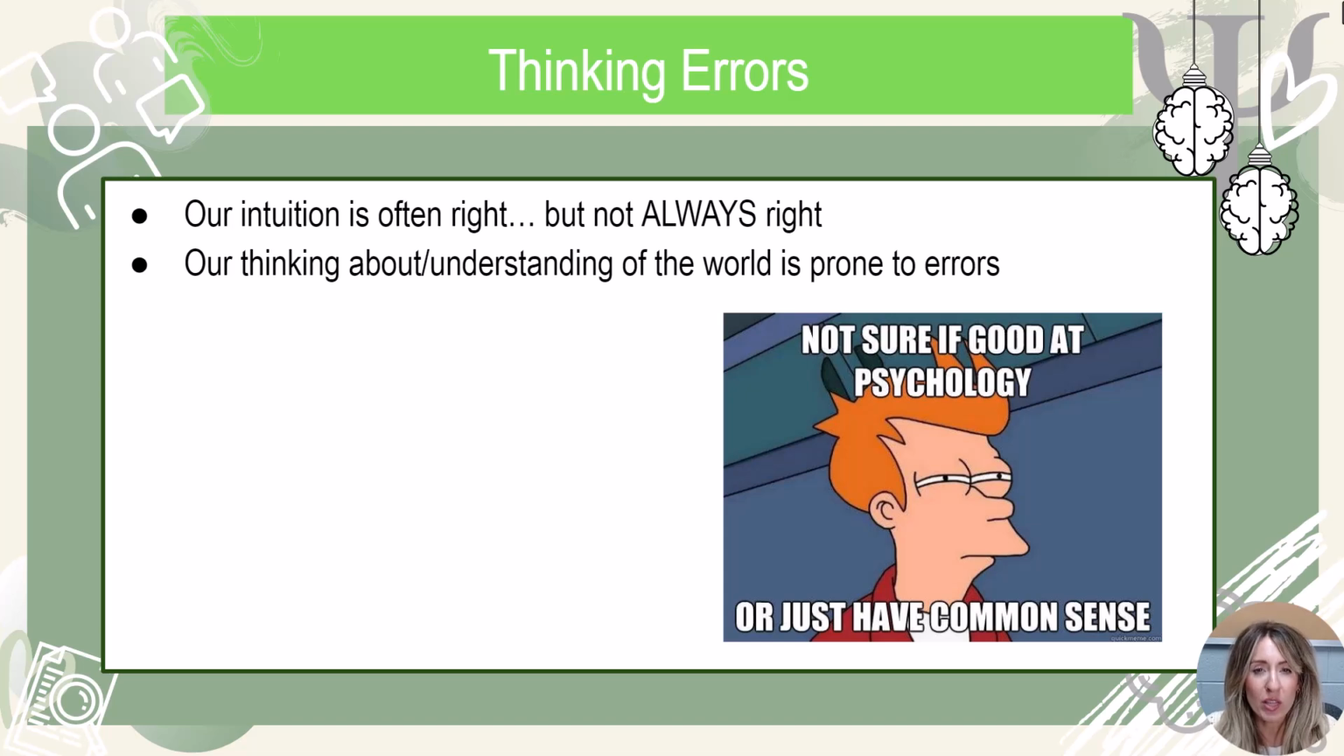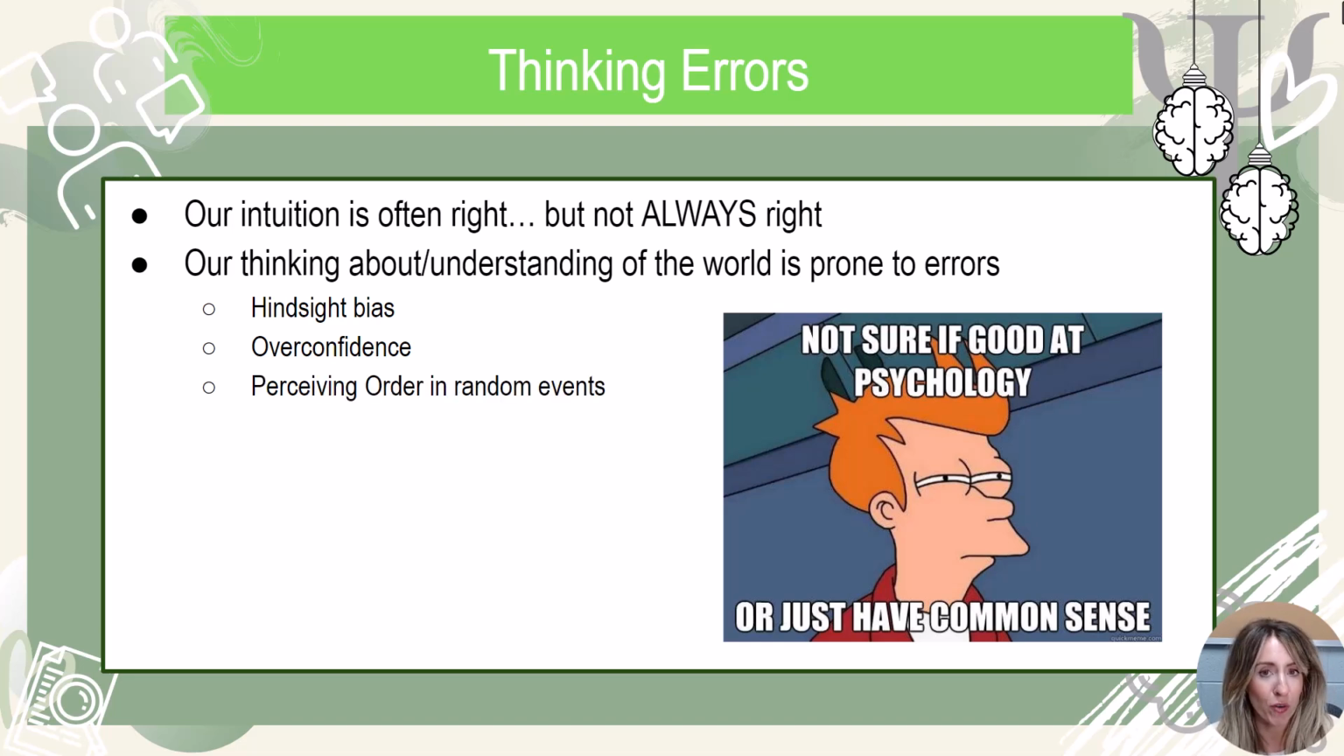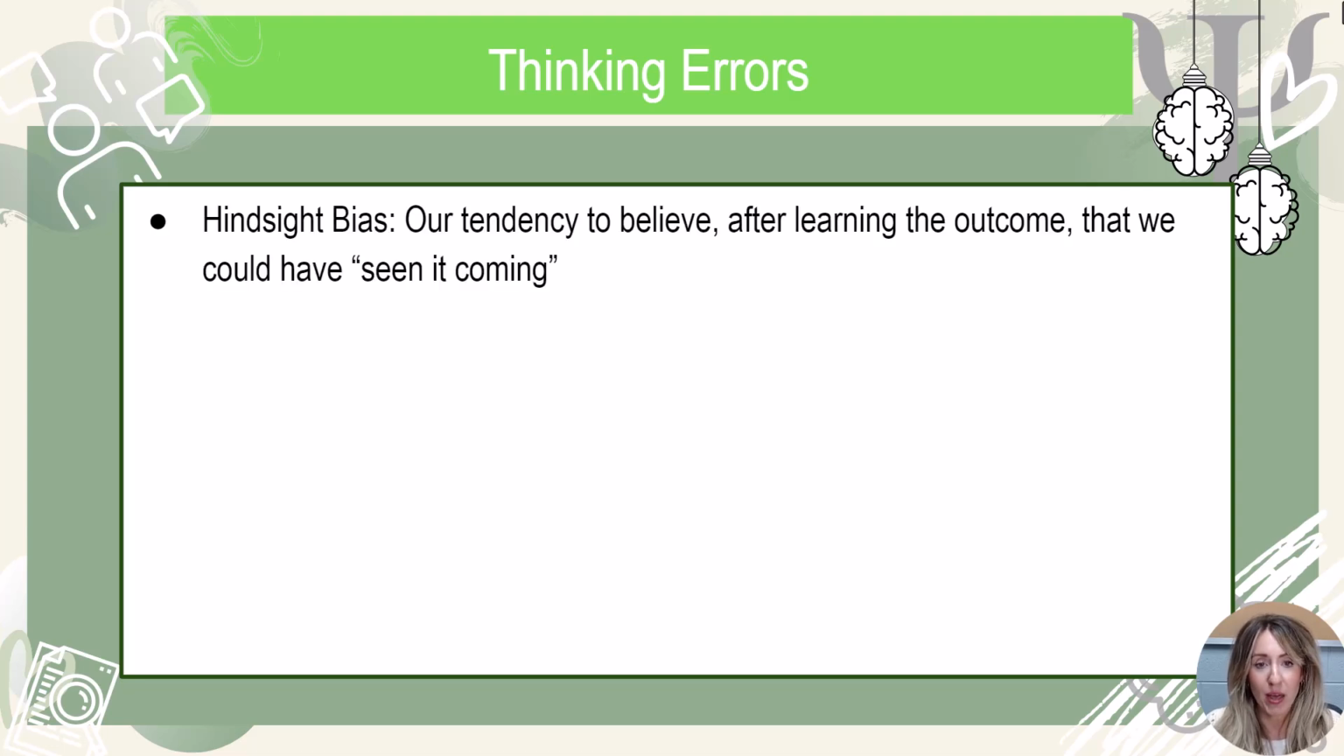The errors that we're really prone to when we're studying human beings or doing research or trying to figure out the answers to a problem are hindsight bias, overconfidence, and perceiving order in random events. So I'm going to talk about each of those separately. First is hindsight bias. This is our tendency as human beings to believe, after we learn the outcome, that we would have seen it coming. It's kind of like, oh, I knew it all along.